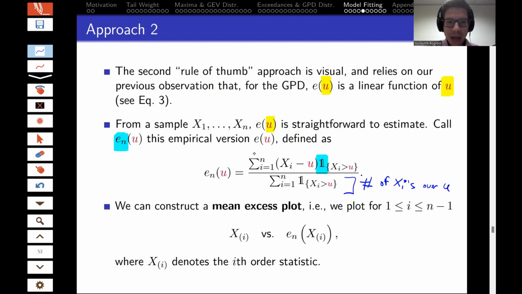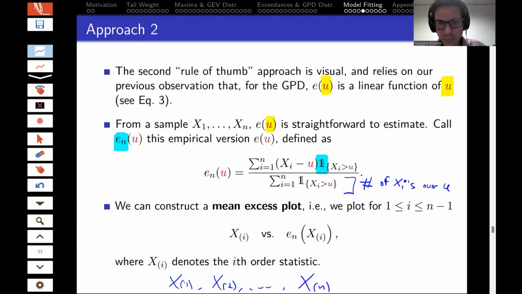So, now that we have this, we can construct what I said, a visual help, which you can call the mean excess plot. The mean excess plot plots simply on the x-axis all the order statistics. You remember this notation: x parenthesis i is simply x1, the smallest observation in your data set, x2 the second smallest, and so on. Xn would be the biggest.